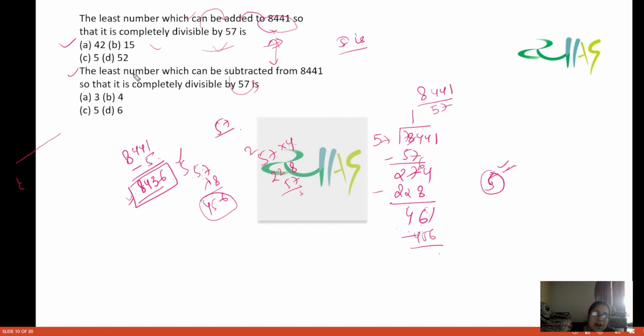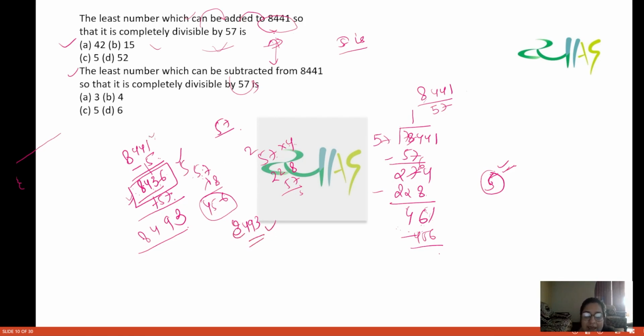All right. Now see, this number is divisible. Now you add 57 to this number. So this will become divisible. This will become divisible by what? 57. Okay, 8493 will become divisible by 57.